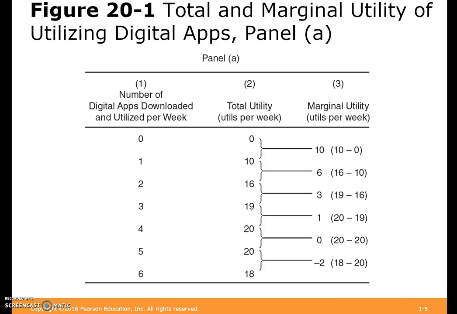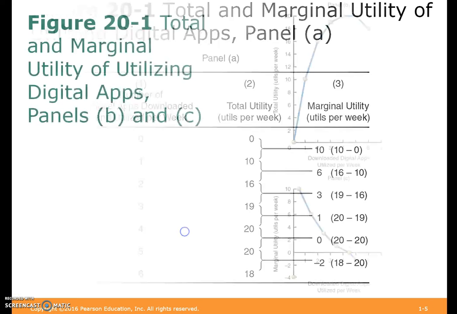And so here's a nice little table about, it seems to be digital apps downloaded and how marginal utility is derived from total utility of downloaded apps, right? So we have our total utilities going from 0 when we have no apps to 10 when we have 1 to 16 and so on and so forth. And you can see in column 3 marginal utility and how it's calculated there.